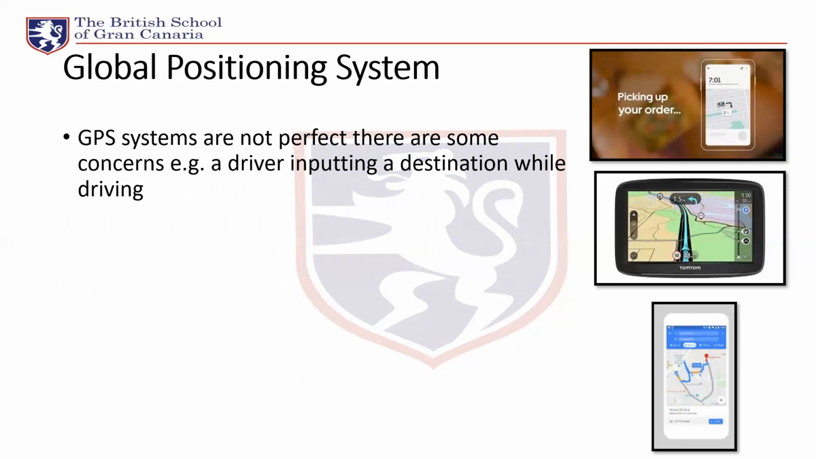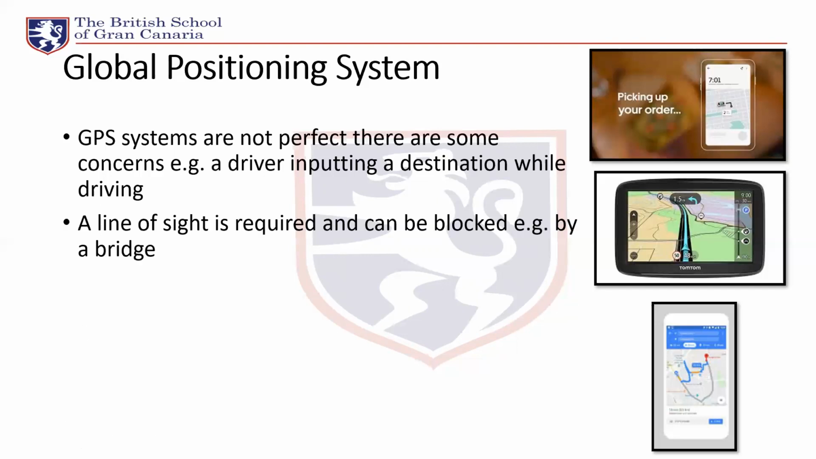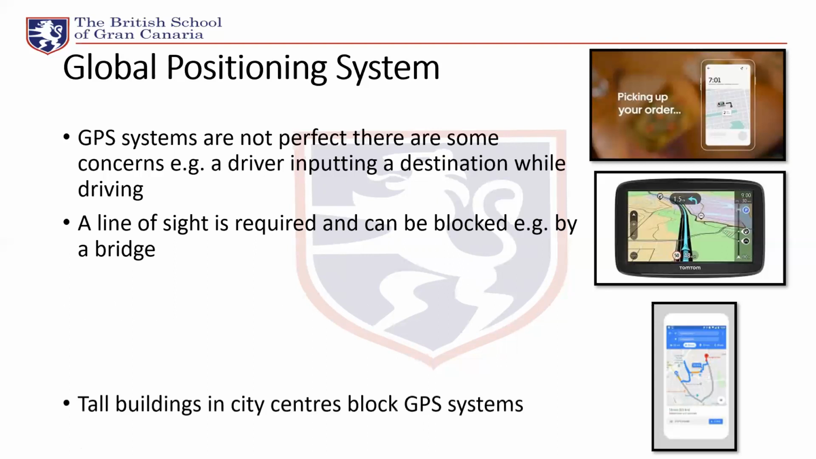Also, there are problems using them in some places as well. Sometimes the satellite signals are not very fast. I've used it before where I've actually missed a turning because it hasn't told me to turn, and then it's caught up and told me that I've gone the wrong route and constantly rerouted. So a line of sight is required. For example, if you're going through a tunnel or under a bridge, then the sat-nav can be blocked.